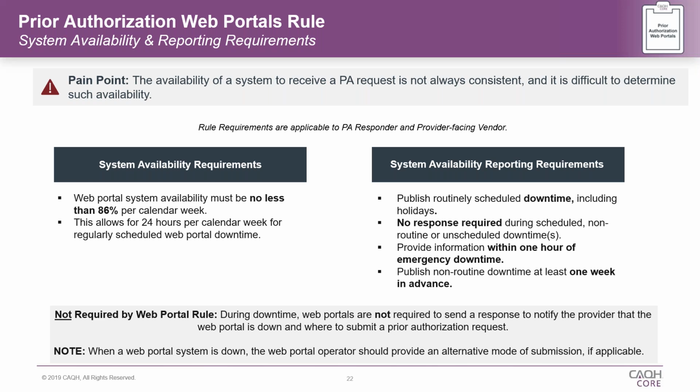In addition to system availability in general, health plans and their agents must make available their notices of scheduled downtime, holidays, and any non-routine downtime. In addition, they must provide information within 1 hour of emergency downtime and publish non-routine downtime at least 1 week in advance. During that downtime, web portals are not required to send a response to notify the provider that the web portal is down and where to submit a prior authorization request. However, the web portal operator should make available an alternative method of submission during the downtime if it's applicable.